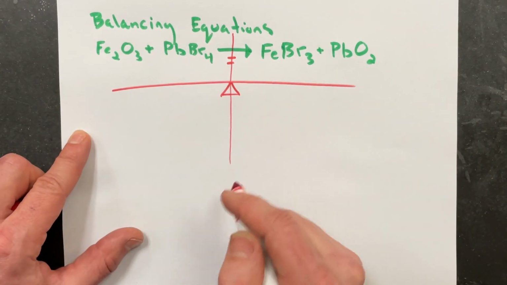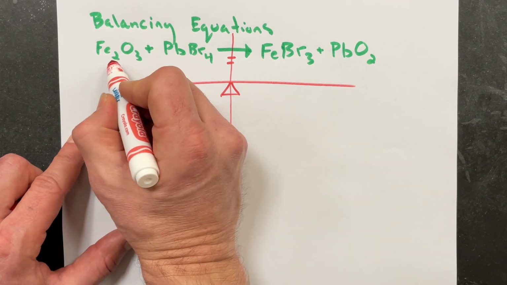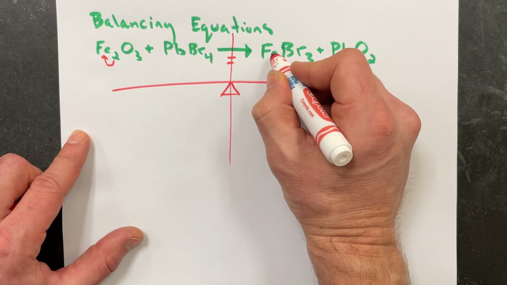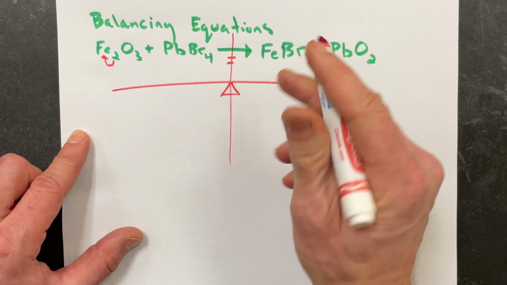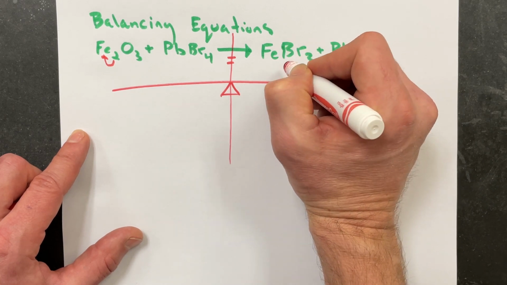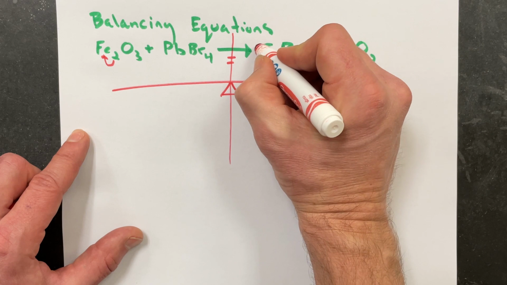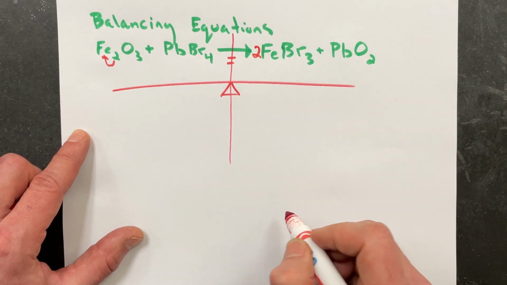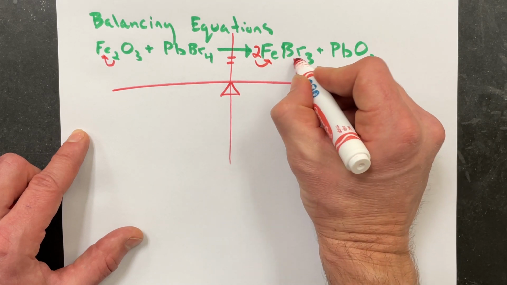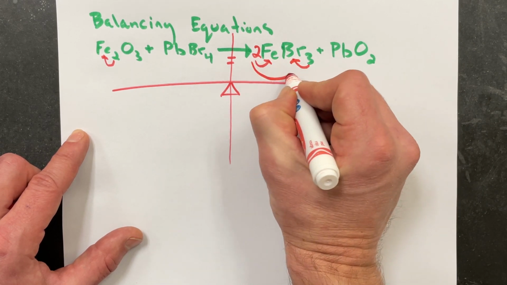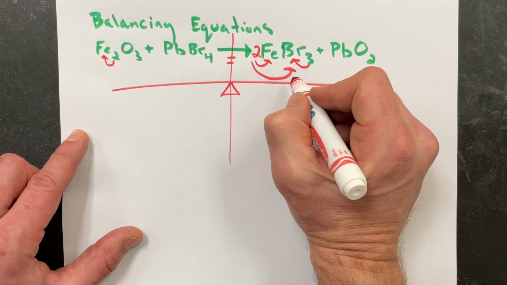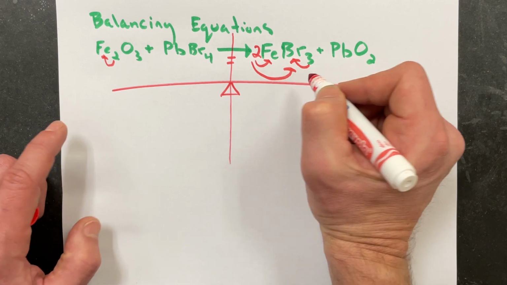We could start anywhere and balance this out, but right now we have 2 irons. This 2 goes to that iron, whereas over here there's no number, which means there's 1 iron. And the way that I increase the number of irons, I can't change it here. That's cheating. It changes the actual molecule, but I can put a 2 out front. That now tells me I have 2 irons and I have this 3 Brs 2 times. So if I have 3 Brs 2 times, that is 6.